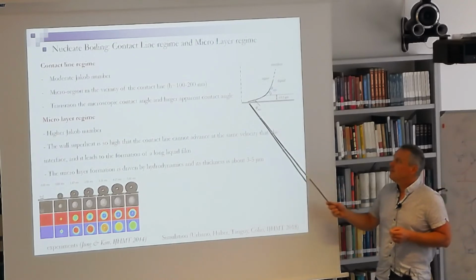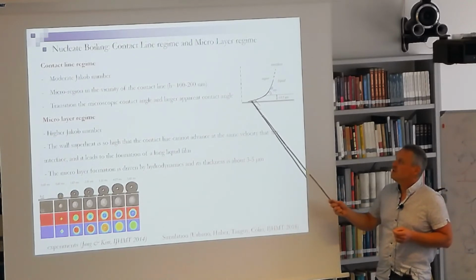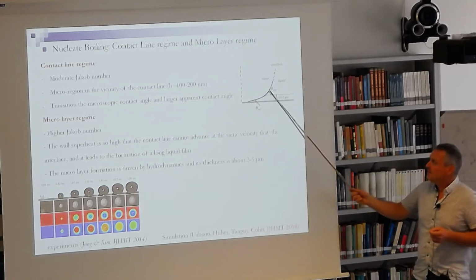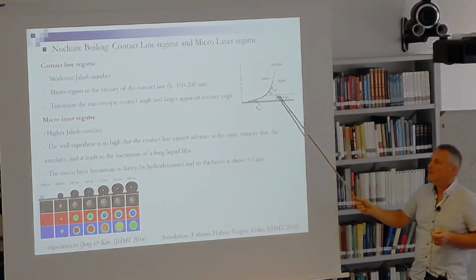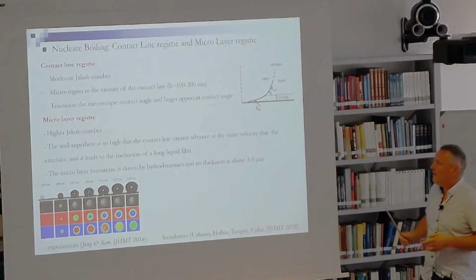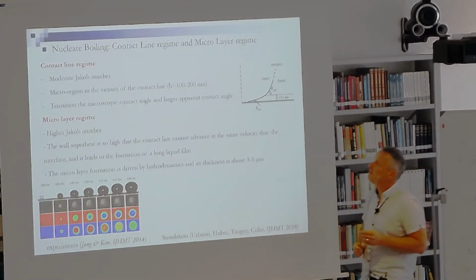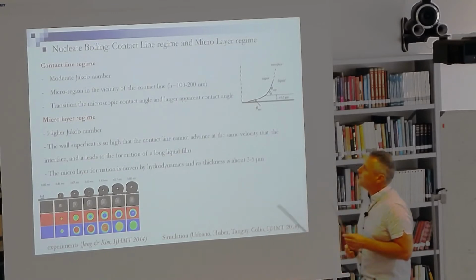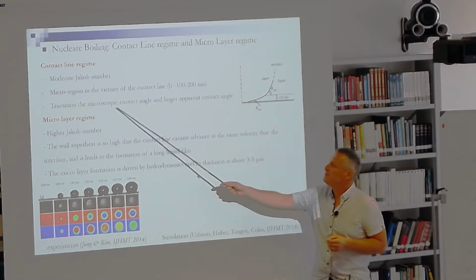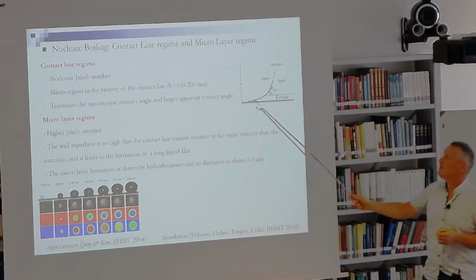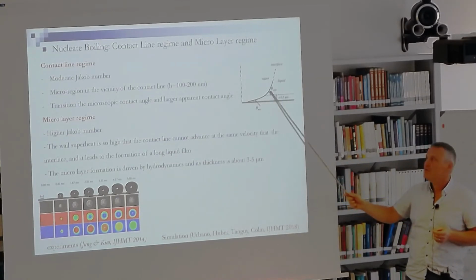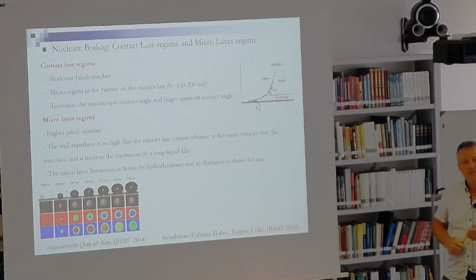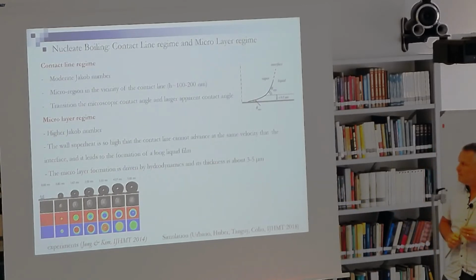Here you have the contact angle in the microregion at very low scales, and this one is the apparent contact angle that experimental groups are measuring at larger scale. So there is a transition between this microscopic contact angle and the larger apparent contact angle, and in this region, high heat flux can occur and have an impact on the bubble growth.